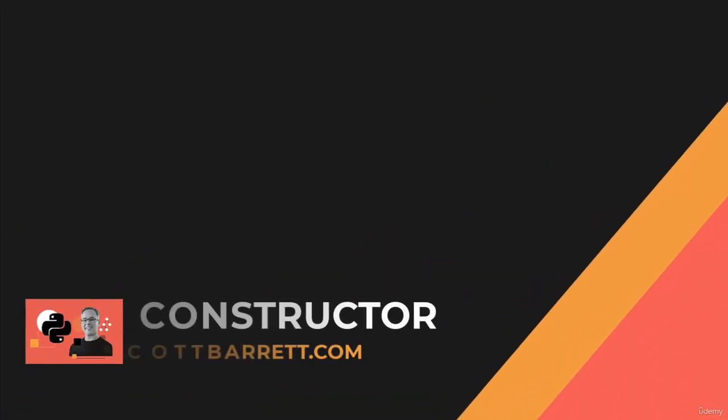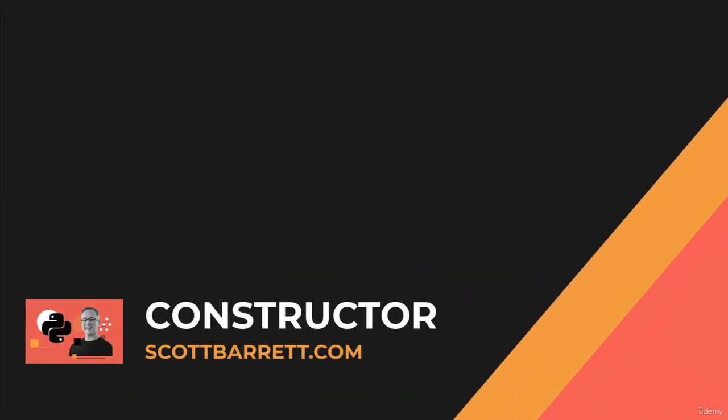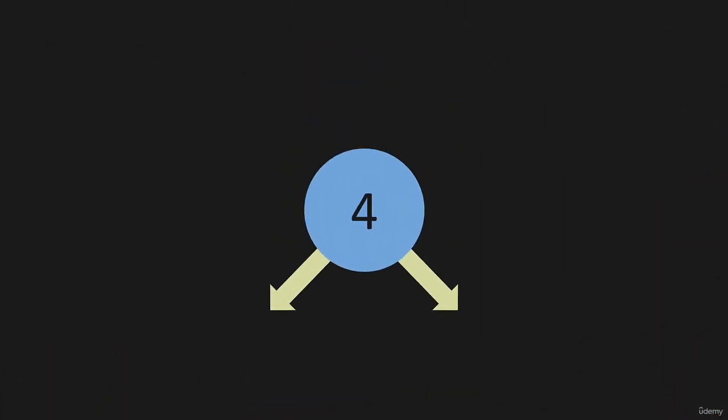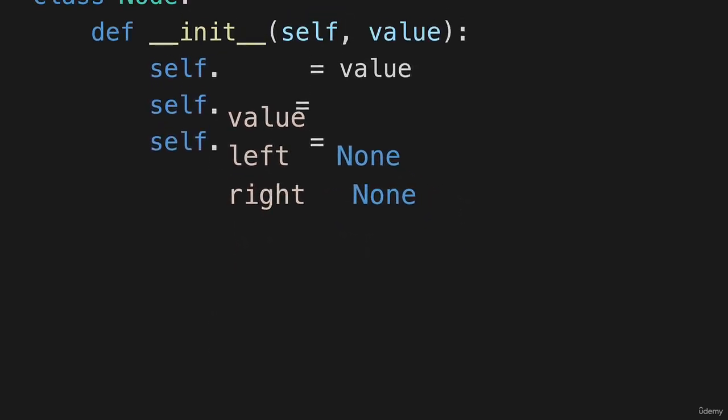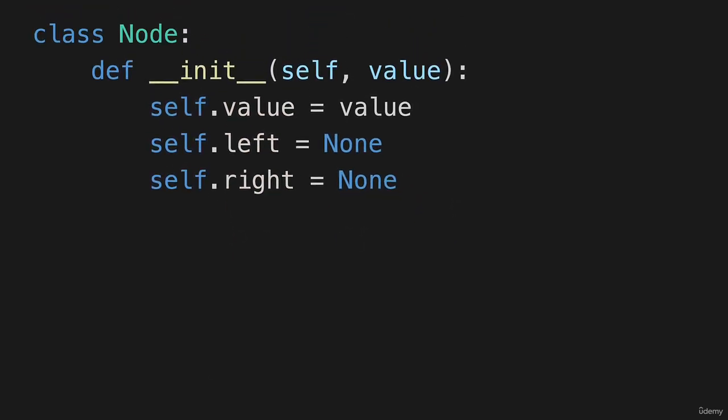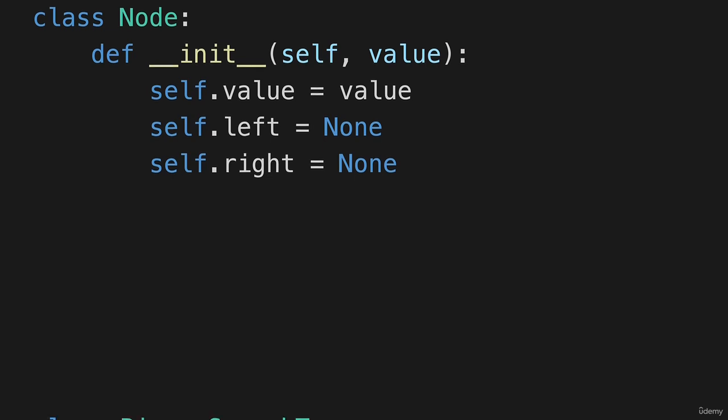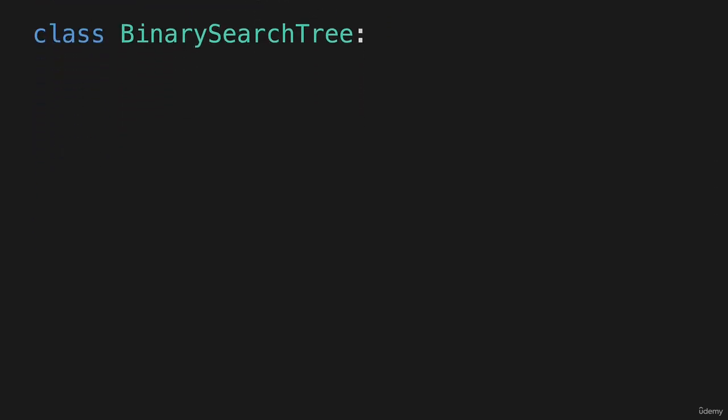Now let's build our binary search tree constructor. The first thing we'll need to do is build a node. And remember, this node is going to look something like this. So the constructor is going to look like this: value, left, and right. And once we have this, we can start building our binary search tree.